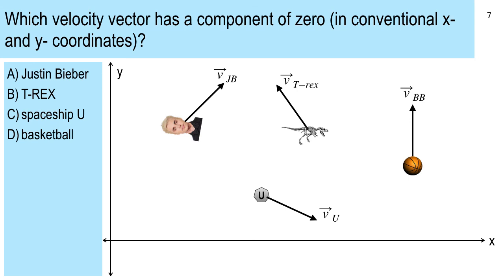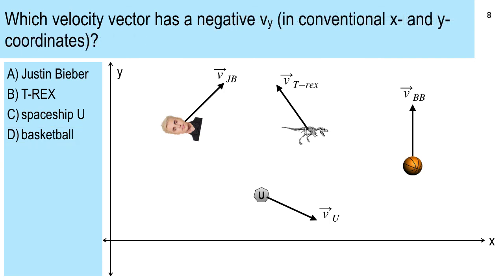Okay. Oh my goodness. Yeah, that's not a hard one. For the basketball velocity, is the x component or the y component 0? X. Okay. All right, next question. Which one has a negative Vy? They all have some Vy. Which one has negative Vy?